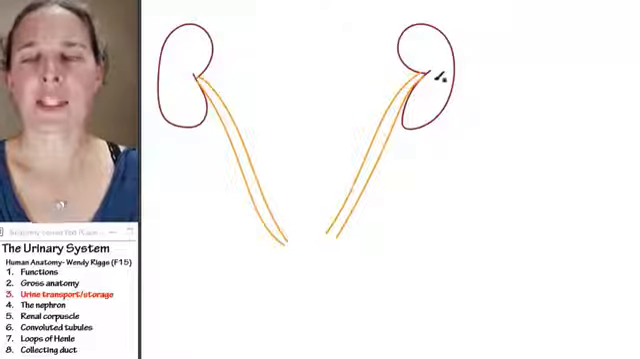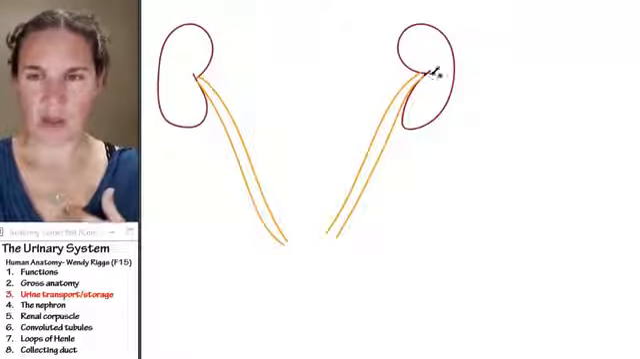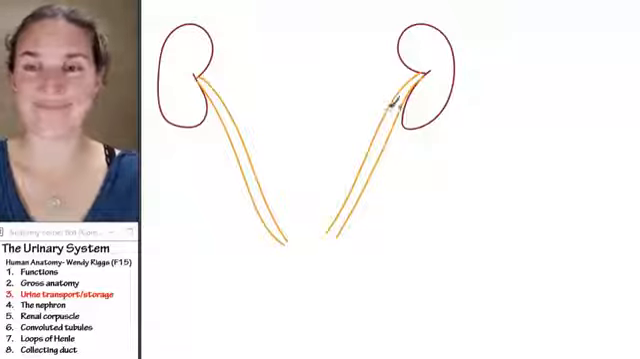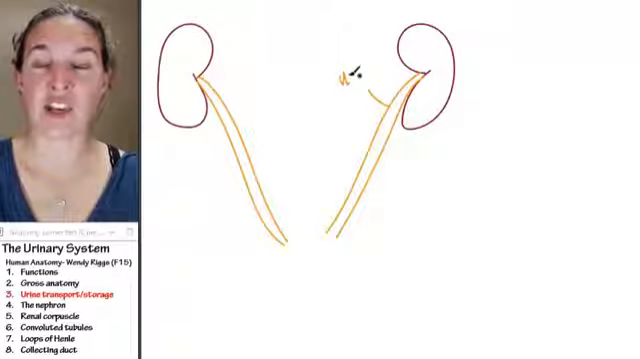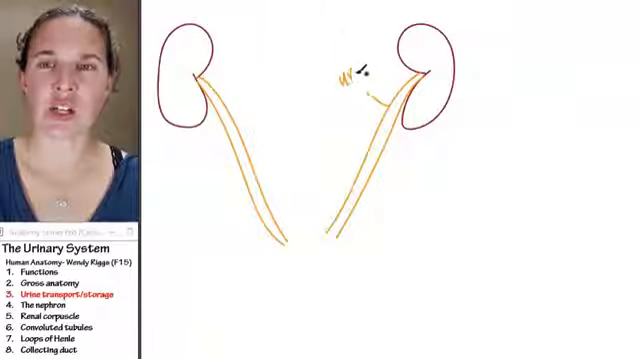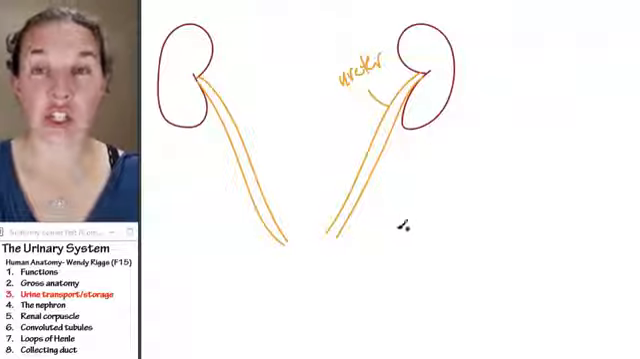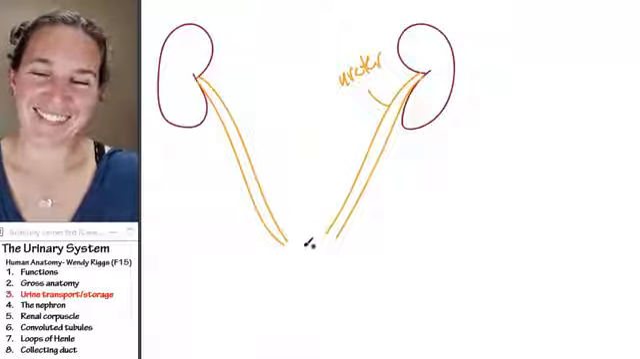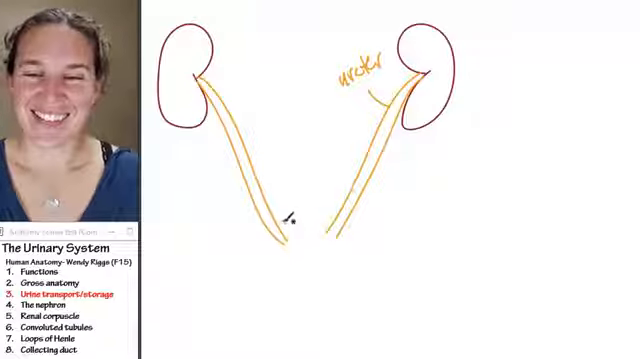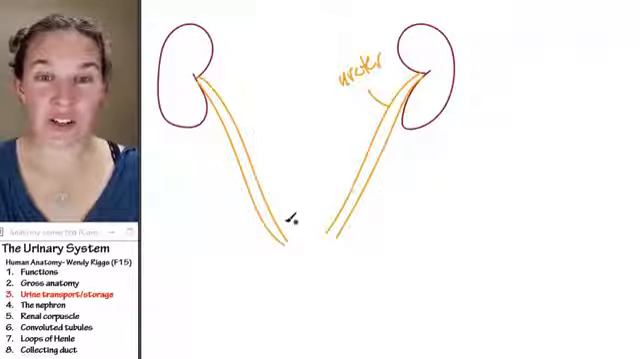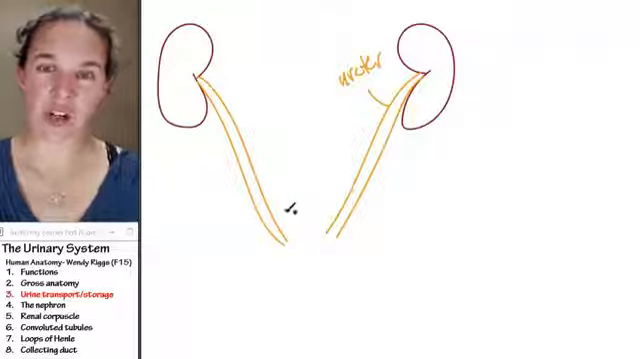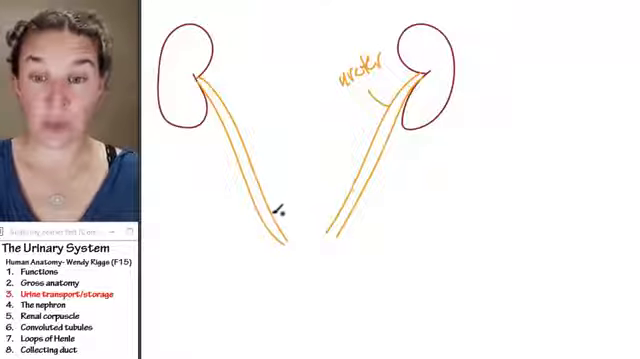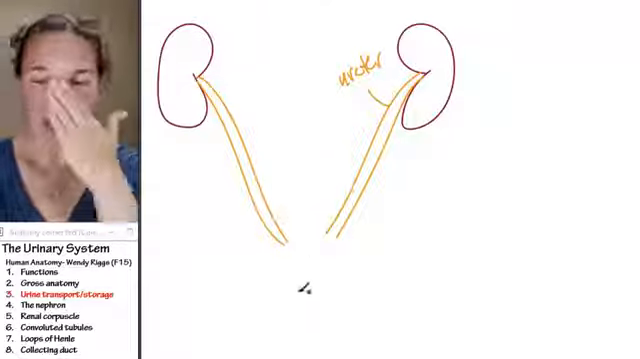So my question is, number one, what's this tube called? It's carrying urine at this point, and it's the ureter. Ureter. Okay. That was a good one, huh? And where is the ureter taking the urine? To the bladder. So check it out.